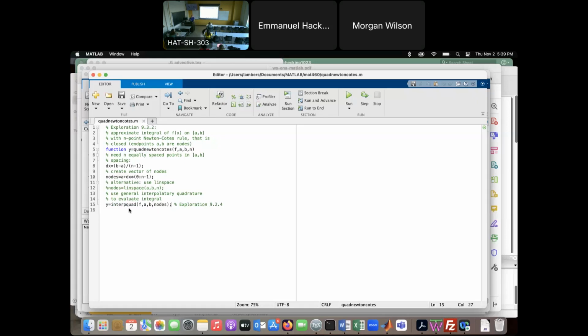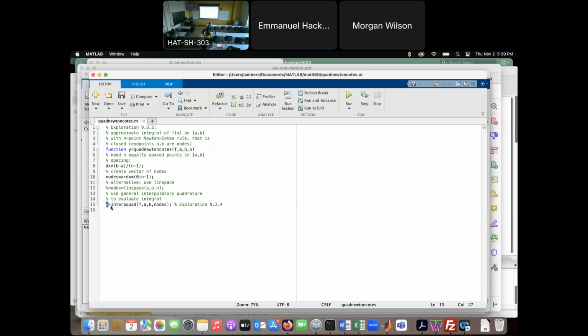Interpquad delegates to a function that I've also assigned called interpweights. That computes the integrals of Lagrange polynomials. So interpquad actually does very little on its own. It takes the nodes and the weights, evaluates f of the nodes, multiplies them by the weights, and adds them up. So it's actually not a very difficult function to write. Possibly. Or shouldn't be anyway, we'll see.